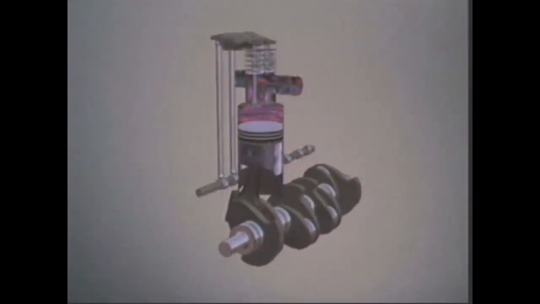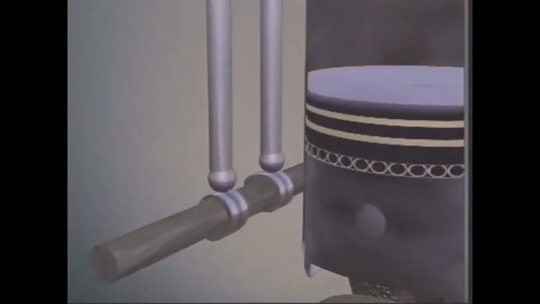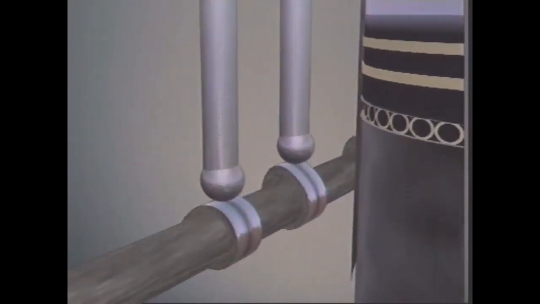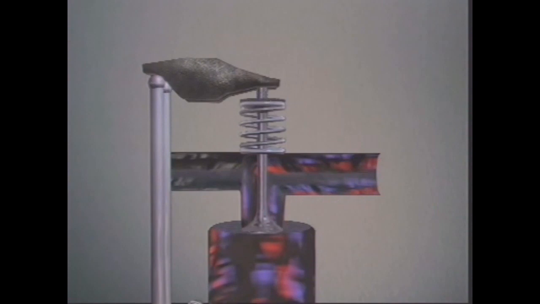A camshaft can also be mounted in the engine block near the crankshaft. As the camshaft rotates, motion is transferred through the pushrod to the rocker arm. It pivots and opens the valve.